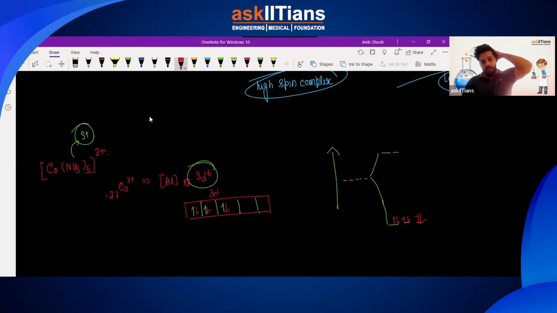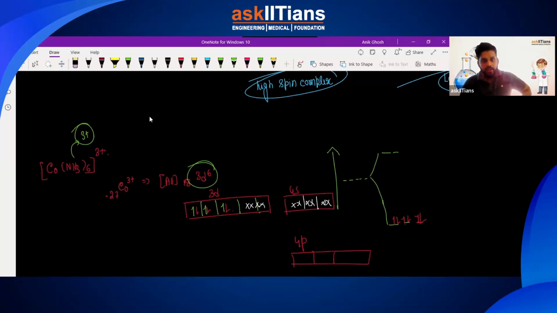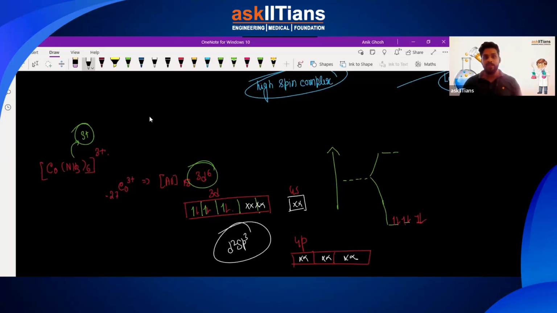This is your 3d. Then you write 4s, then 4p. 4s would have 1 orbital and 4p would have 3 orbitals. So the electronic configuration would be d2sp3. That's why we get d2sp3. So whenever are we going to get d2sp3? Whenever the ligand is a strong field ligand. Weak field ligand, sp3d2; strong field ligand, d2sp3.